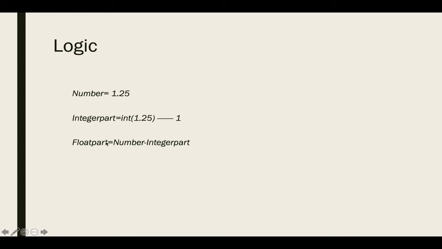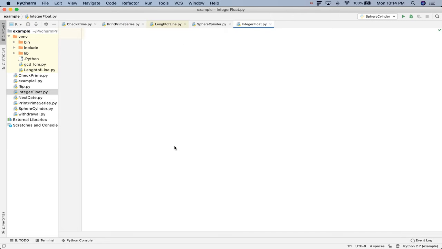Now for the floating part, you cannot simply write float. You have to find the floating part by subtracting the integer part from the number. So the float part is going to be number minus integer part, which is 1.25 minus 1, which will be 0.25. So the logic is simple, but sometimes it is difficult to realize. Now let us move to our program.